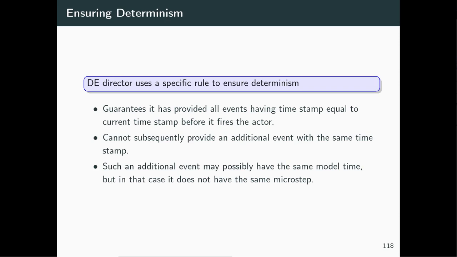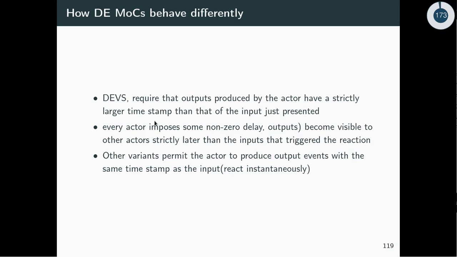So we must make sure that we get an idea of how the DE director ensures determinism, or as a matter of fact, how the DDF director or the SDF director also ensures determinism. Now, how does the DE model of computation behave differently? The discrete event system specification requires that the outputs produced by the actor have a strictly larger timestamp than that of the input just presented. That is one requirement.